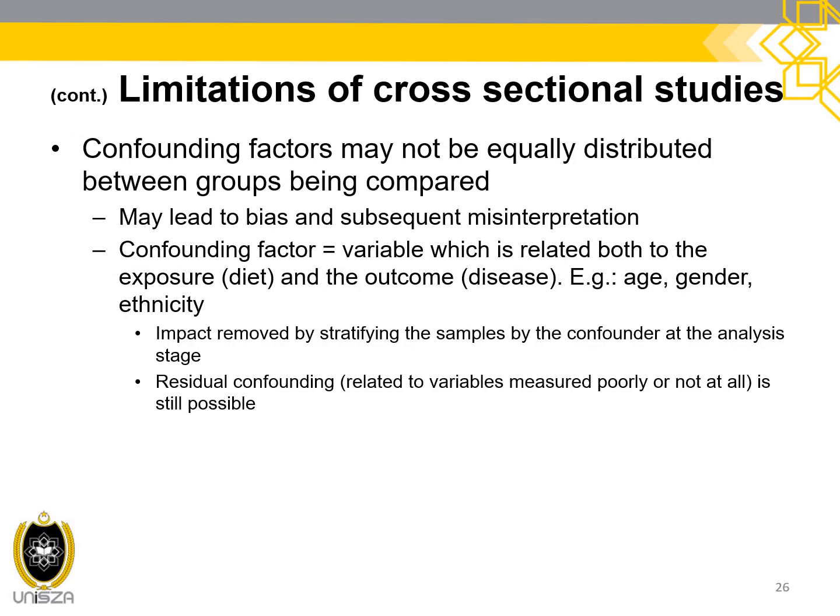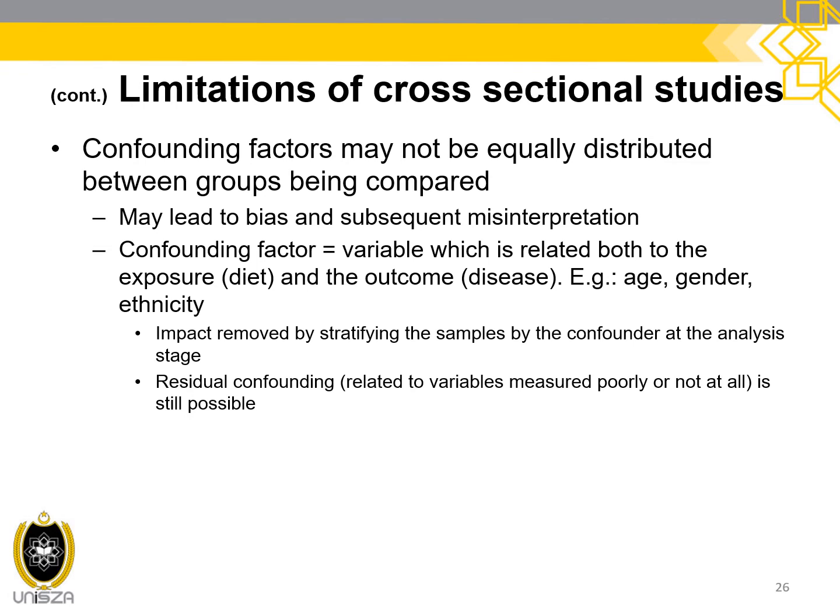The second limitation of cross-sectional study is confounding factors may not be equally distributed between groups being compared, which may lead to bias and subsequent misinterpretation. So what is confounding factor? Confounding factor is a variable which is related both to the exposure, example the diet, and the outcome of the disease.